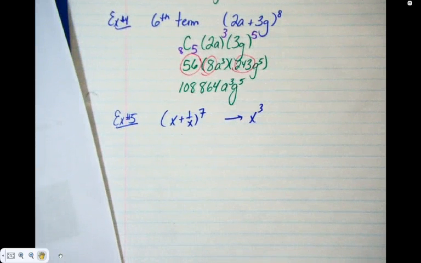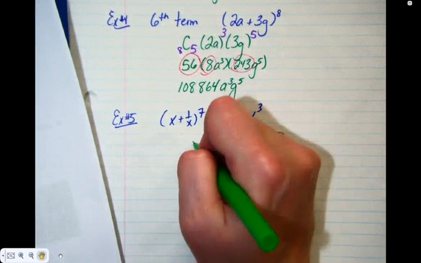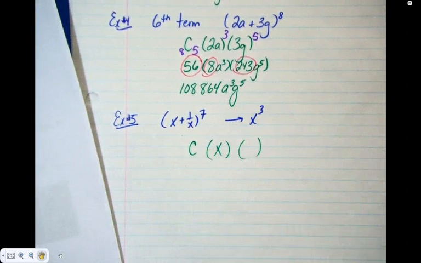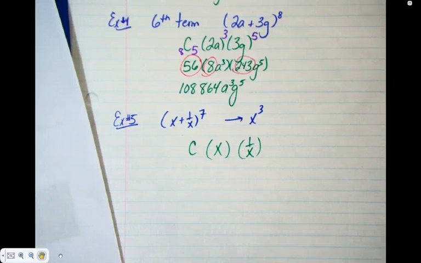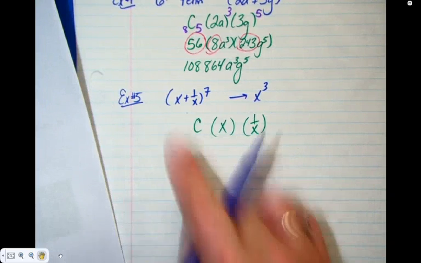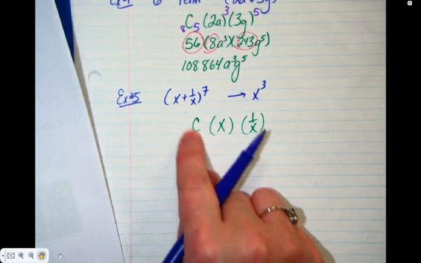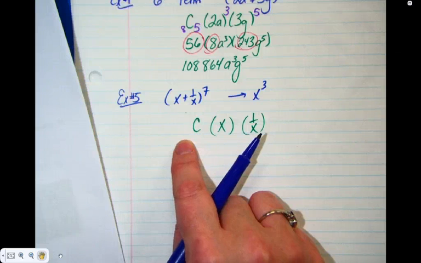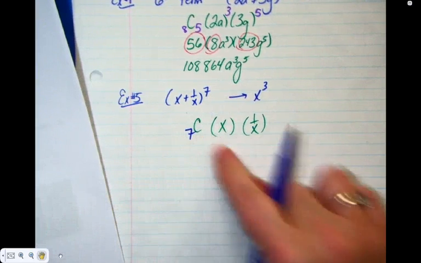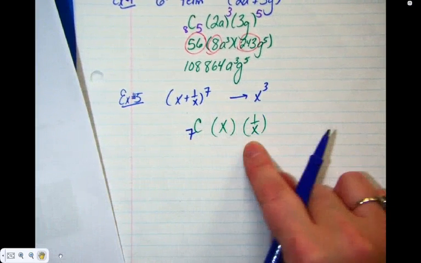Okay, so we're still going to set up the same 3 pieces we did before. We know we're going to have a combination. We know we're going to have an x to the something, and we're going to have 1 over x to the something. Okay, so let's go in our same order. Can we find the n value of our combination? What is it? 7. If we come to the end, can we find our r value right away?